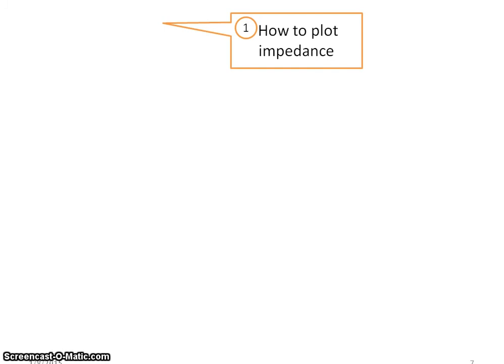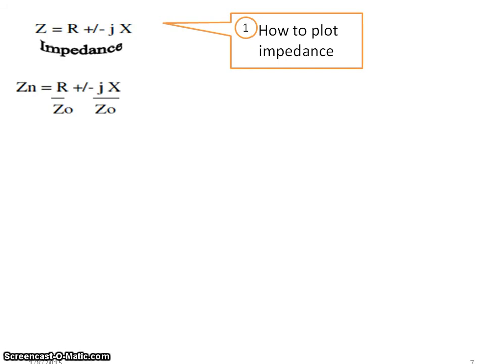Now let us see how to plot the impedance. We know that the impedance is written as R plus or minus jX, where R is the resistance and X is the reactance. First we find the normalized impedance by dividing by Z0, which is the characteristic impedance, whose normal value is 50 ohm. Now let us see how to plot this point on the Smith chart.